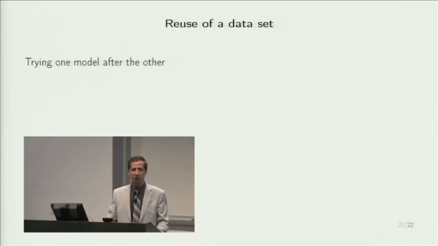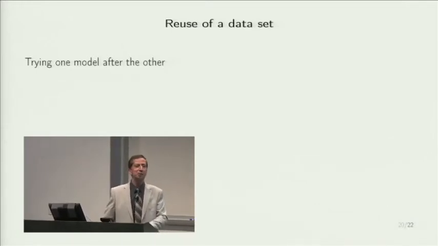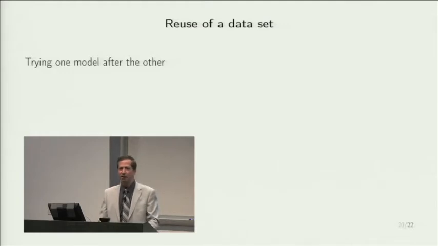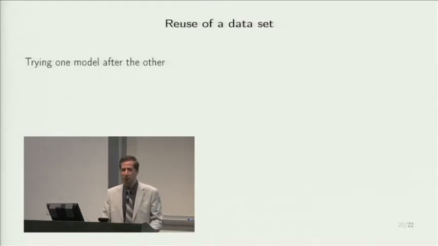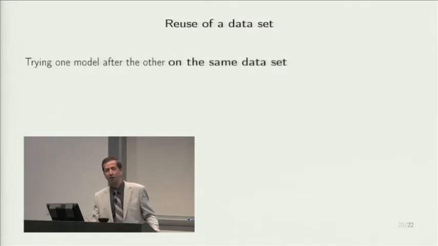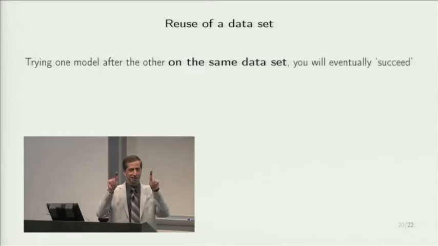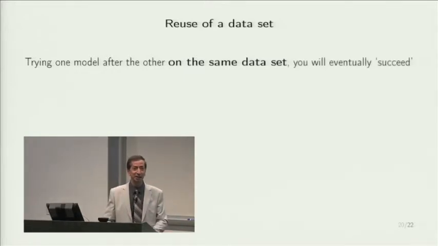Let me try neural networks. Oops, they didn't work. I heard support vector machines are better. Let me try them. Yeah, I did, but oh, it was the wrong kernel. Let me use the RBF kernel, okay? Oh, maybe I'm just using too sophisticated a model. Let me go back to the linear models and just use a nonlinear transformation, okay? And eventually, using the same data set, you will succeed, okay?